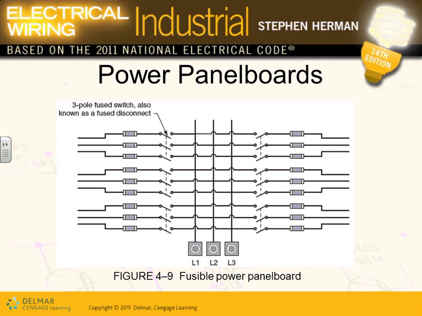1 and 2 are always coming from the same phase. Here's how they label them, guys. Phase A, 1, 2. Phase B, 3, 4. Phase C, 5, 6. And they keep repeating it: A, B, C, A, B, C.